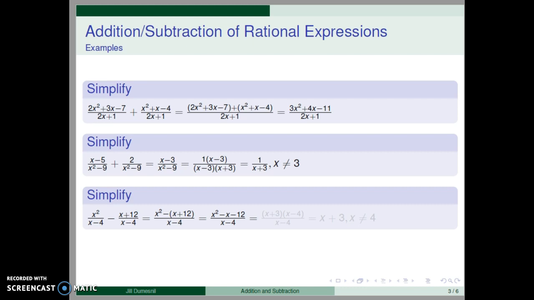Since we don't have any like terms to combine, we only need to consider whether simplification is possible. In this particular case, the numerator factors as x plus 3 times x minus 4, and we see that a factor of x minus 4 can be canceled. Cancellation leaves x plus 3 over 1, which can be written as x plus 3. In our final expression, it's no longer obvious that x cannot equal 4, so we make that restriction explicit.